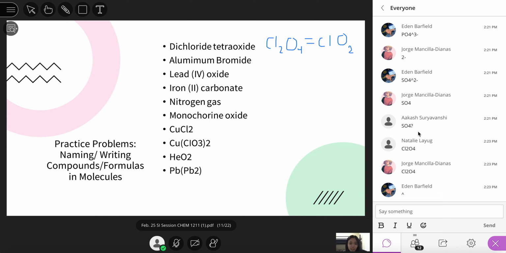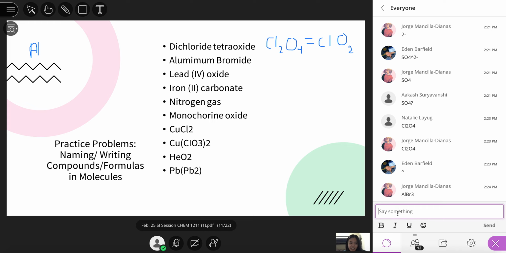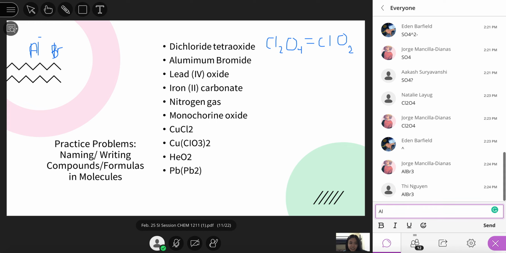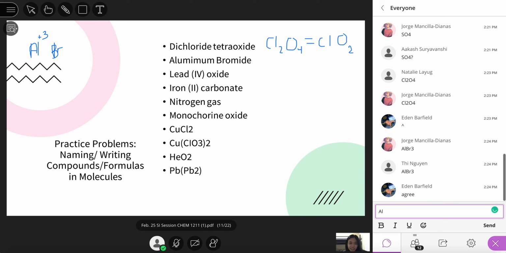What about aluminum bromide? Aluminum. Okay, very good. Do we agree, disagree? Very nice, yes. And again, you just cross it, which is why it's AlBr3. Exactly.